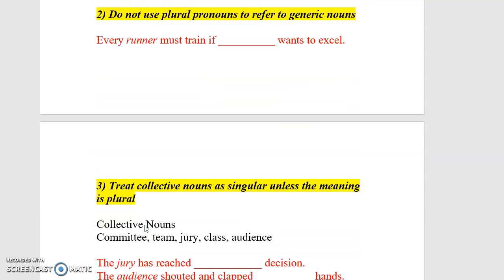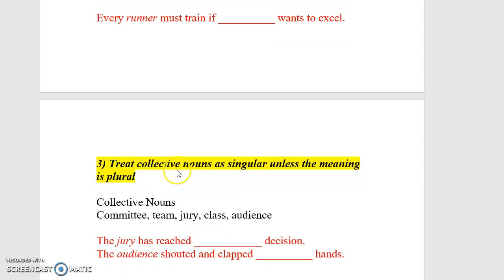Okay, rule number 3, treat collective nouns as singular unless the meaning is plural. So collective nouns are nouns where you may have just one of something, but there are several people in that one thing. So committee, team, jury, class, audience. One committee, one team, one jury. There are 12 people in that jury, but we only have one jury. This is one class. There are 20 of you in this class, but this is one class. Okay, so in that case, you need to treat the collective nouns as singular.